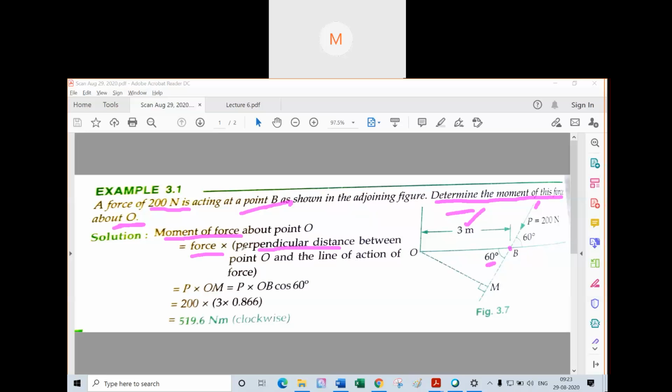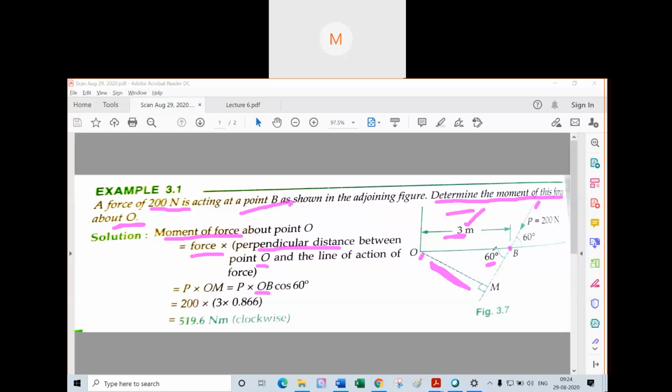Now look, the perpendicular distance should be the distance between point O and the line of action of this force. We have to measure this perpendicular distance. You know this one is 3, na? This is OB. So OB is this 3.